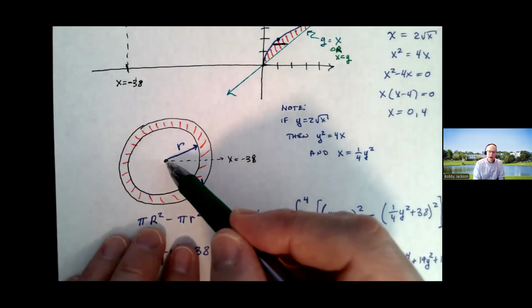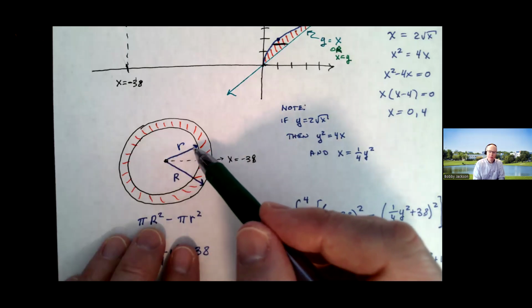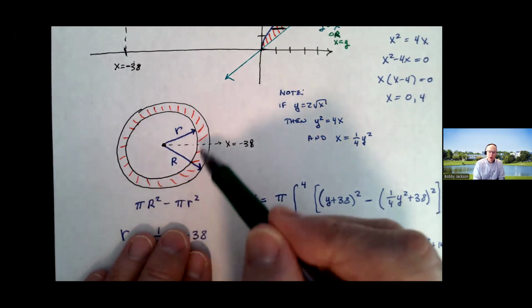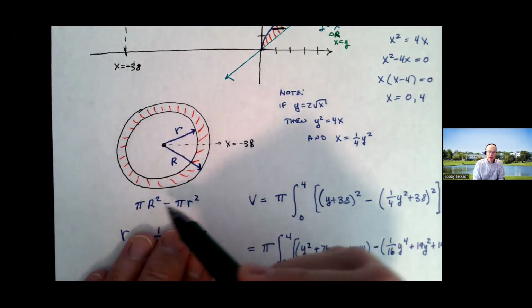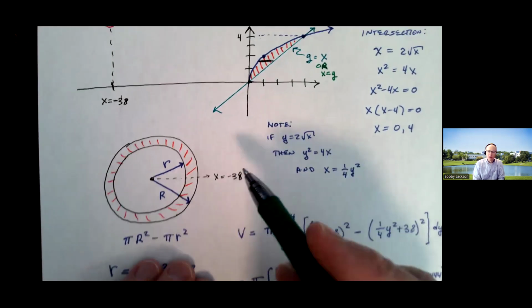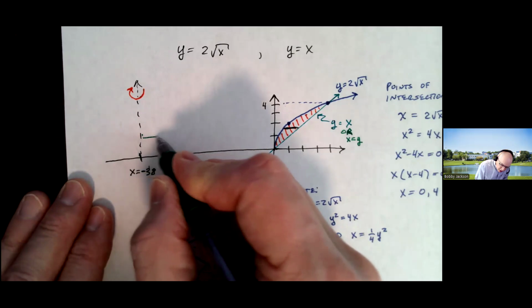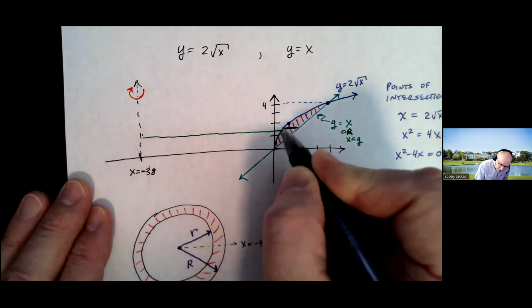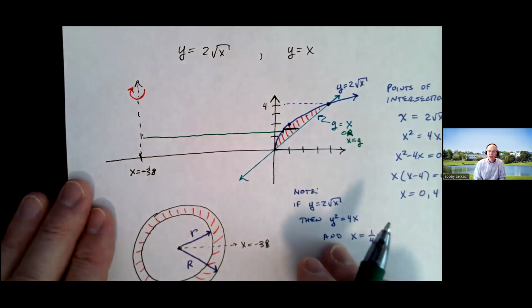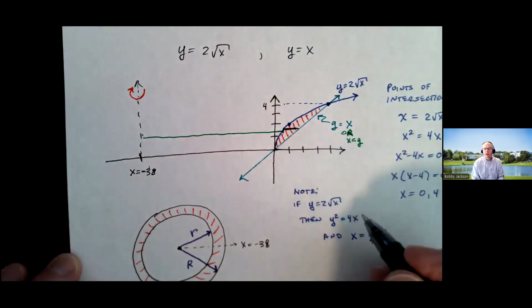Not to scale, but here's this washer, and right here in the center is the axis of rotation, x equals negative 38. We're looking at the inner radius little r and the outer radius big R. The area of the shaded ring is pi times the big radius squared minus pi times little radius squared. So what are the values of little r and big R? Well, little r will be the distance from our axis of rotation to the left side of our rectangle. That's forming the inner edge of this washer as we rotate it around.